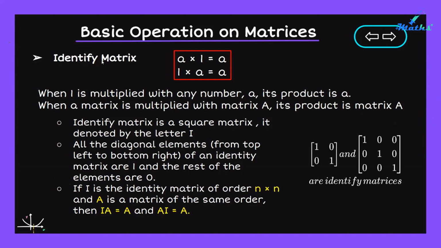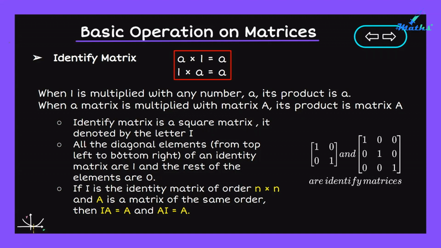Next, identity matrix. When 1 is multiplied with any number, A for example, its product is A. When a matrix is multiplied with the identity matrix, its product is matrix A. A times 1 is equal to A. 1 times A is equal to A. An identity matrix is a square matrix. It is denoted by the letter I. So when you see the letter I, it means identity matrix.